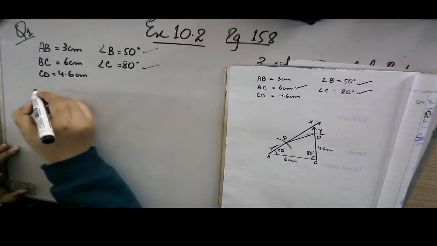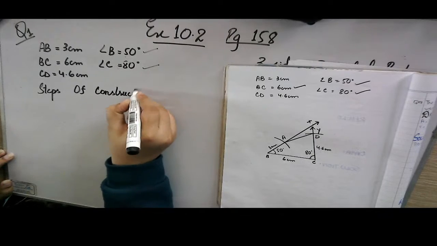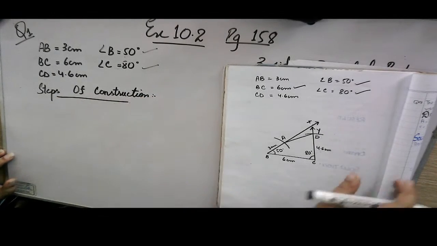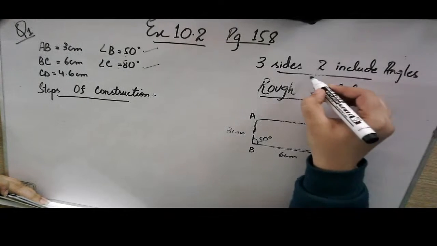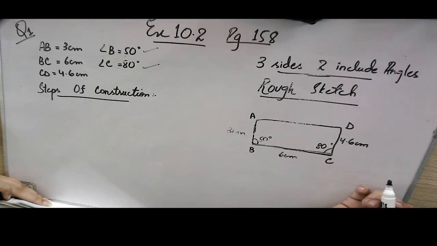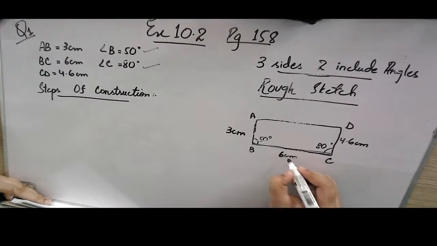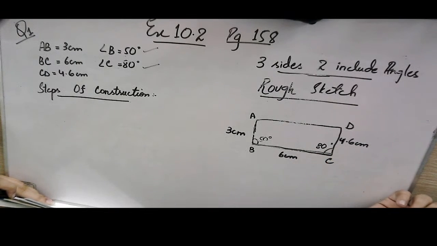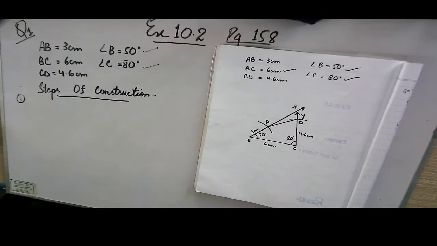Okay, the first step is, basically, students, the rough sketch was on three sides and two included angles. So the rough sketch will be ABCD. We are taking BC as a baseline. So 50 degree and 80 degree is on B and C. Then what we have to do? We have to mark the measurements: 3 centimeter, 6 centimeter and 4.6 centimeter. After that, you have to take baseline as BC. So first of all, write down point number 1.